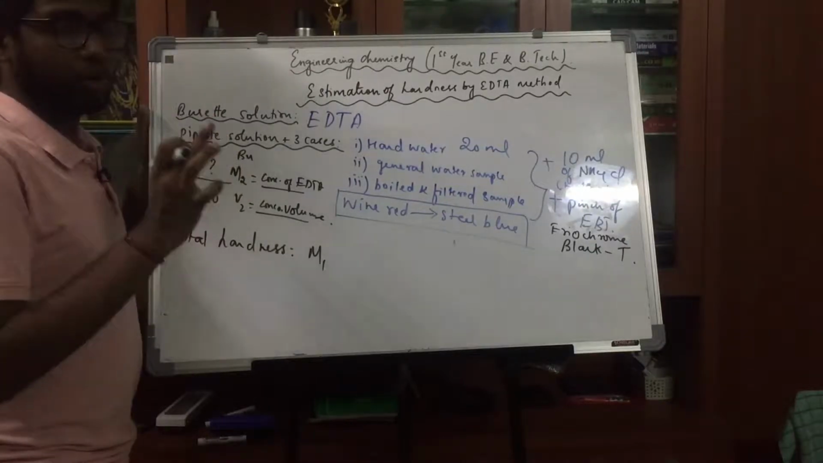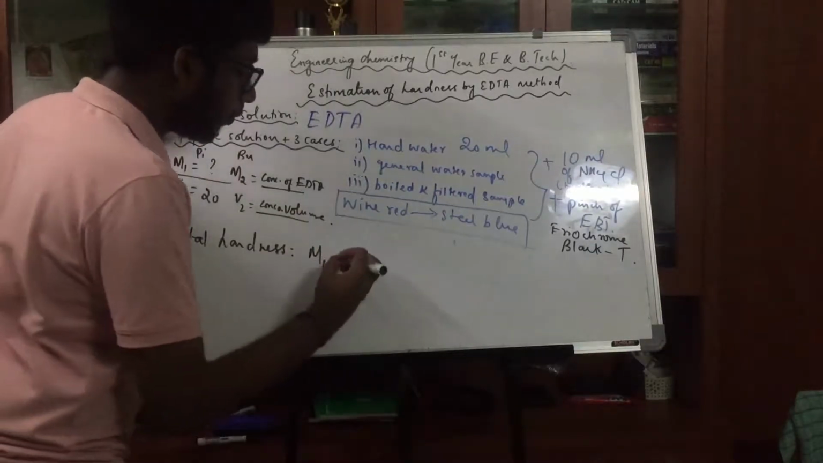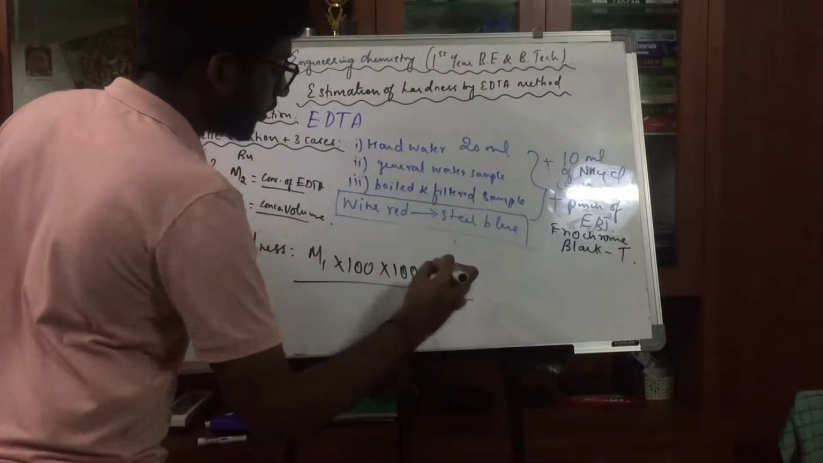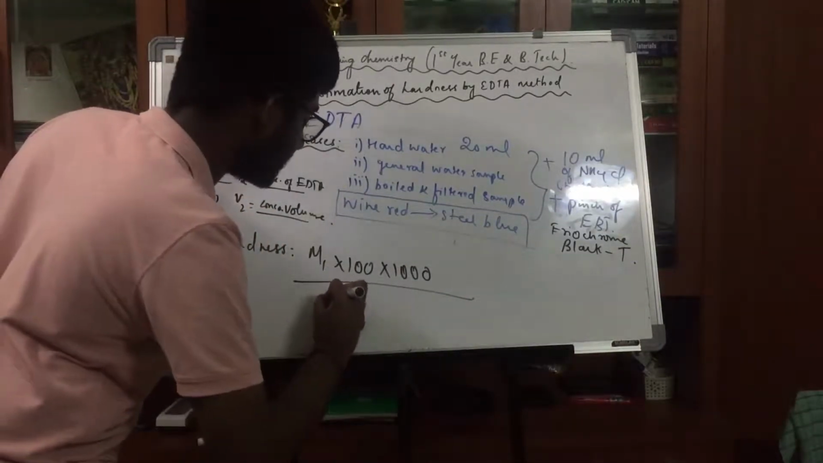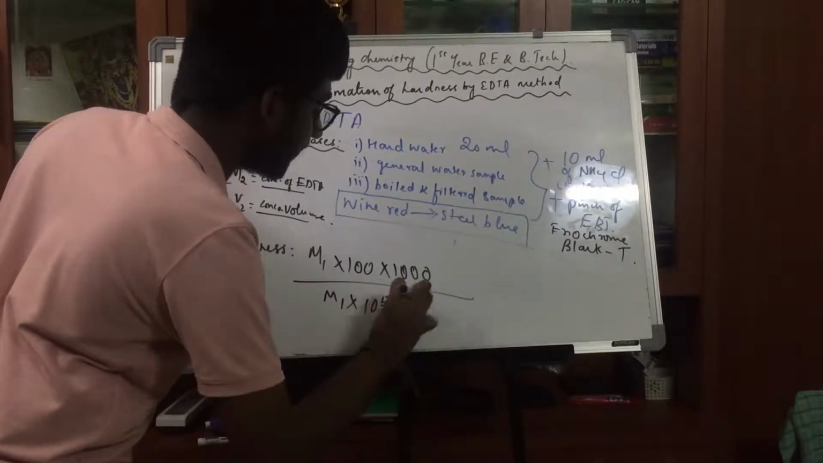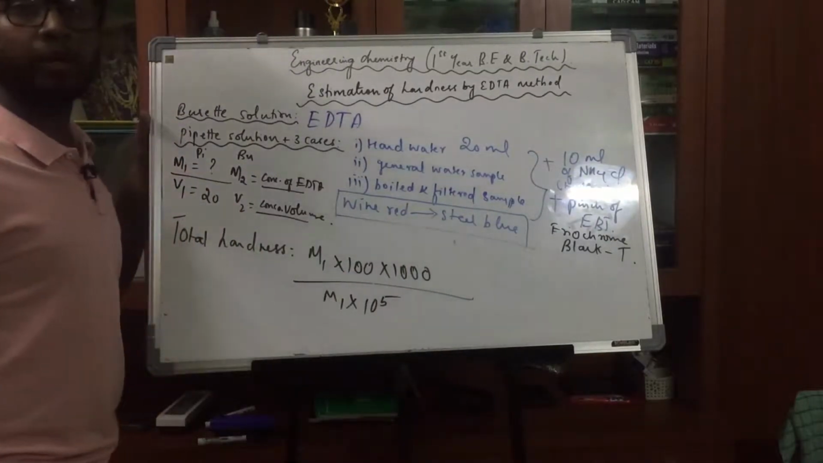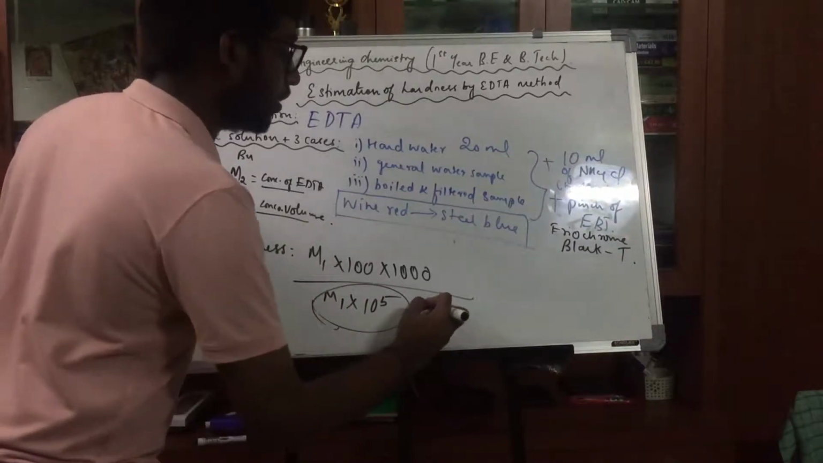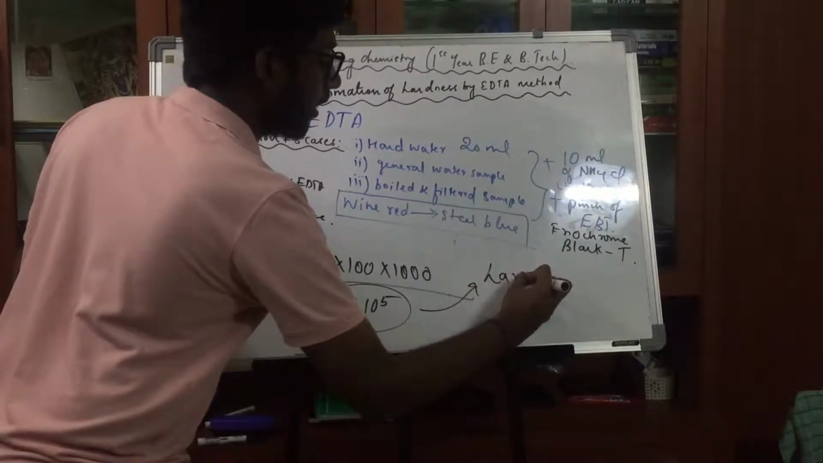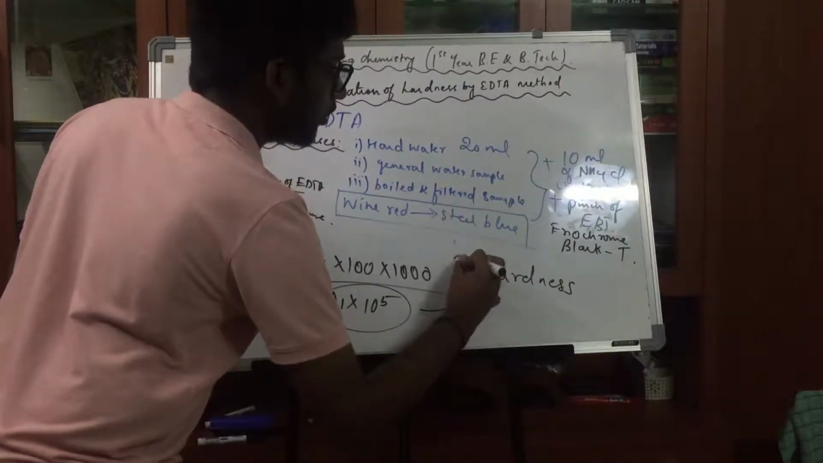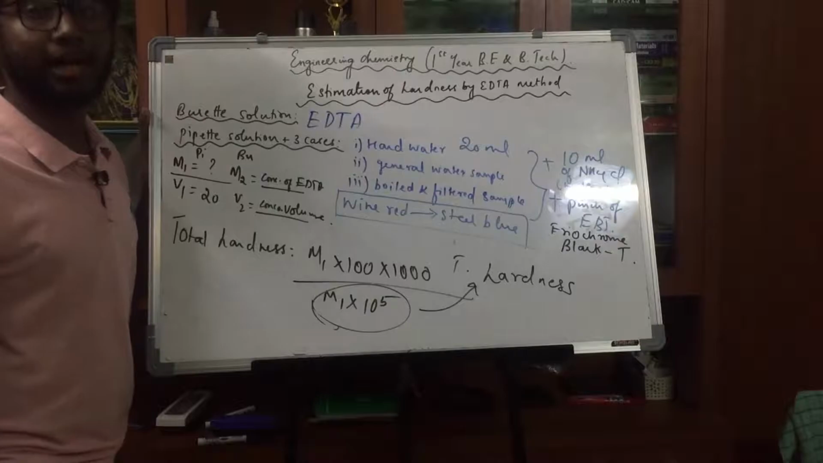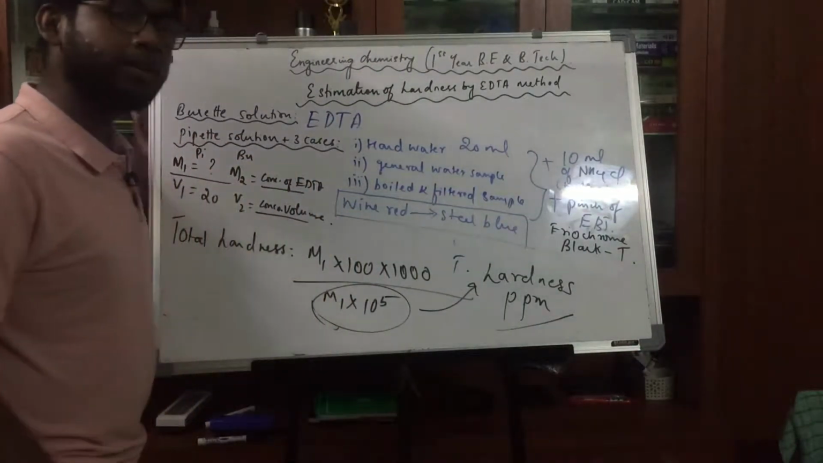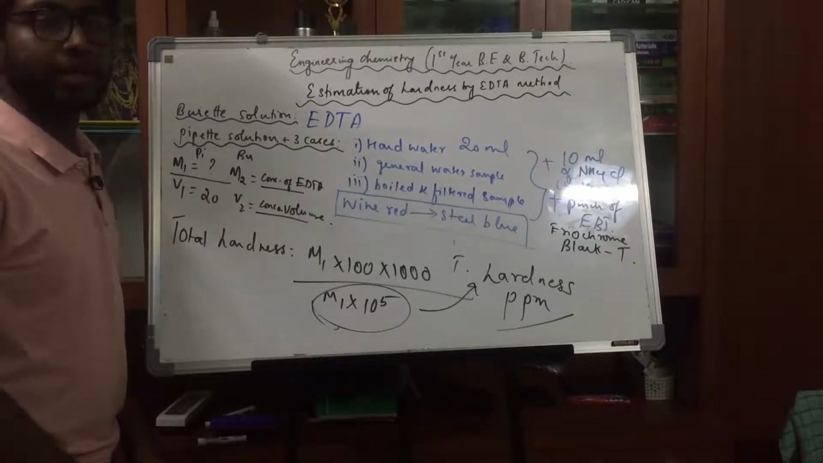M1 is the concentration of the pipette solution. Total hardness is M1 into 100 into 1000, or you can just write it as M1 into 10 to the power 5. 1, 2, 3, 4, 5. So when you make use of this equation, you will be getting your total hardness, and this is in terms of ppm. So you will make use of ppm for finding your total hardness.